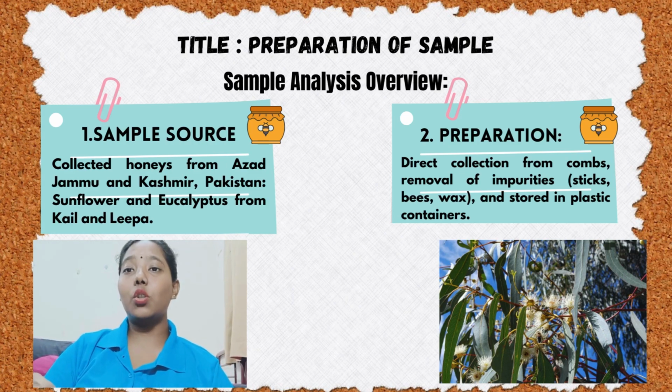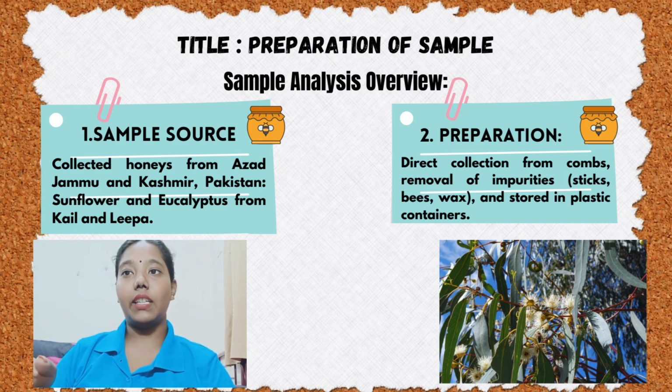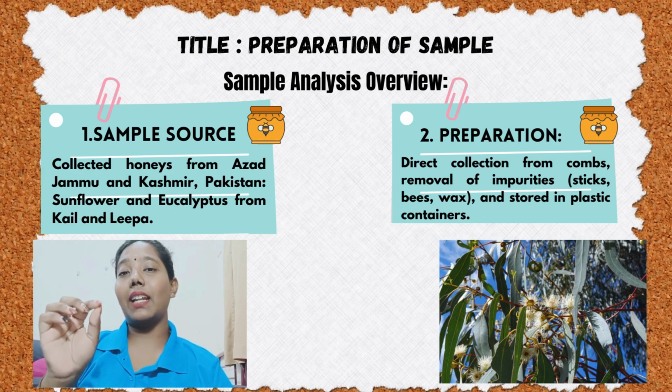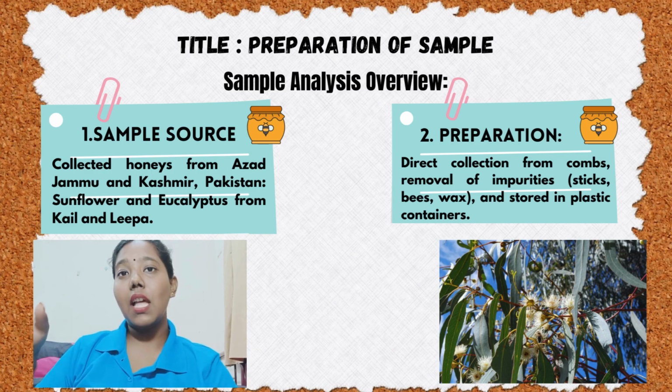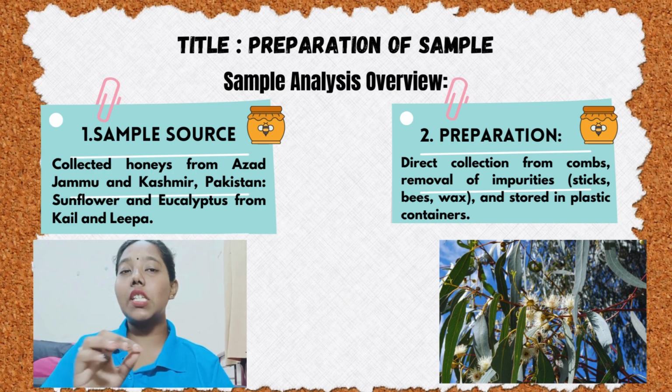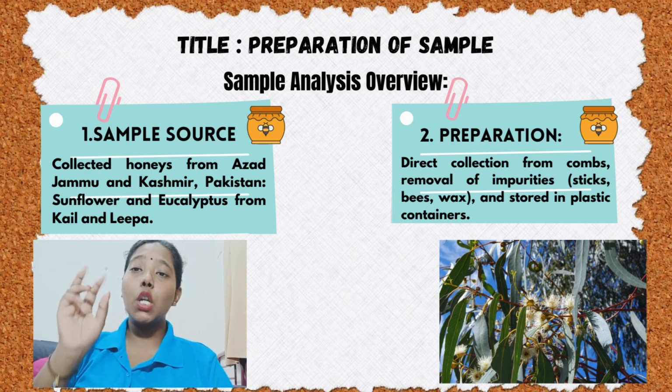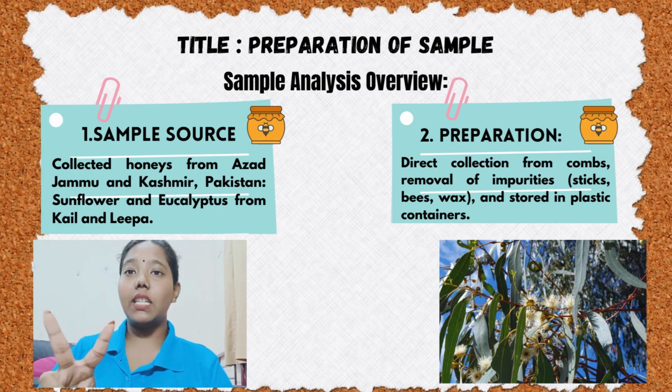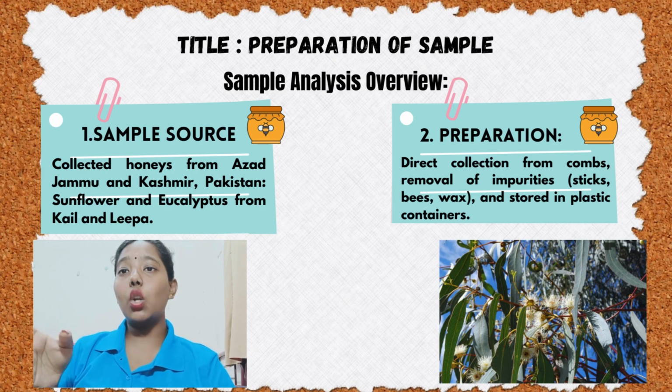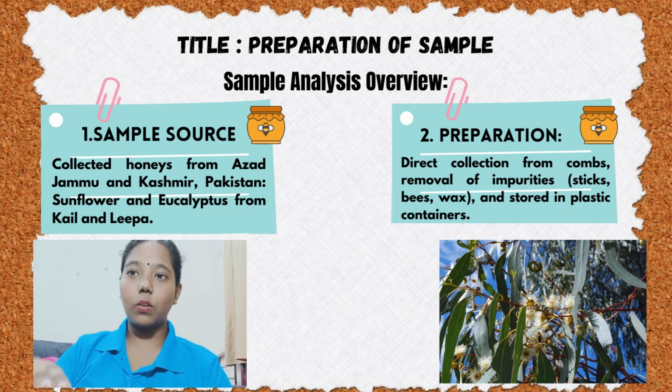First of all, I would like to talk about the sample sources of the honey. Let's start with the samples that they analyzed in the journal. The study focused on various types of honey, specifically two local wild honeys, which are eucalyptus and sunflower, and a commercial honey known as Kurshi Honey Gold.